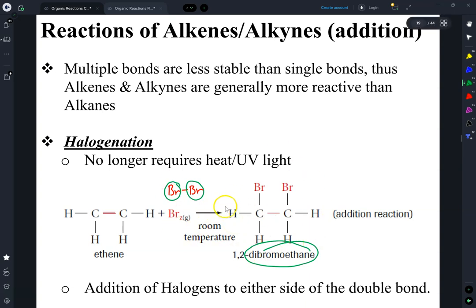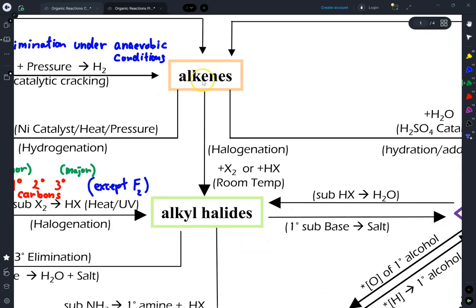Alright, let's put this into our flowchart. We are going from an alkene to an alkyl halide. It is an addition reaction, X2 being the halogen. Only room temperature is required, so no heat or UV light. And this reaction is called halogenation.